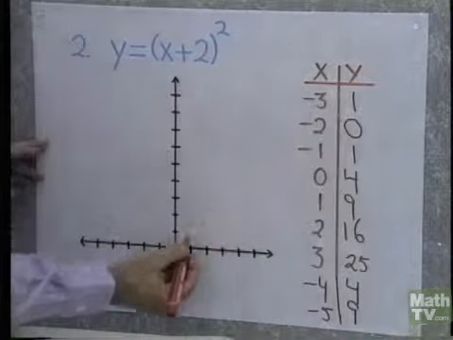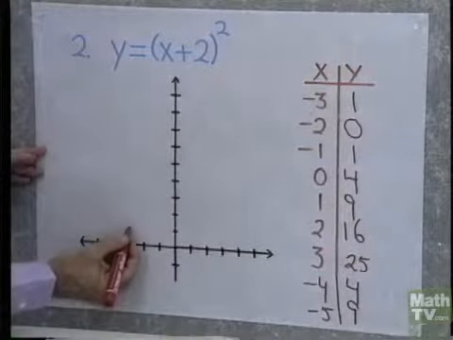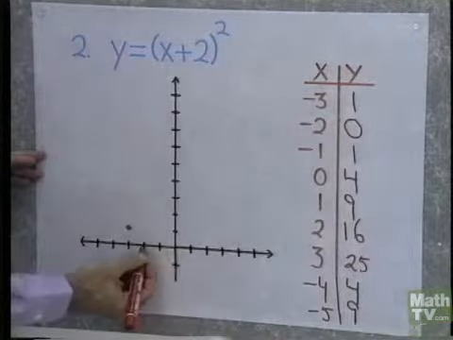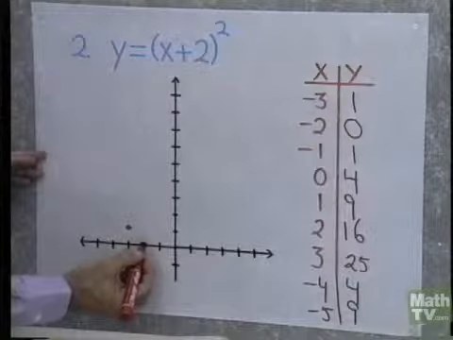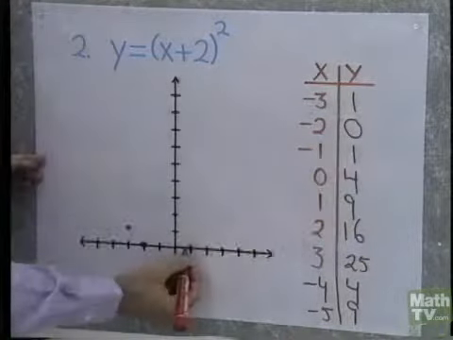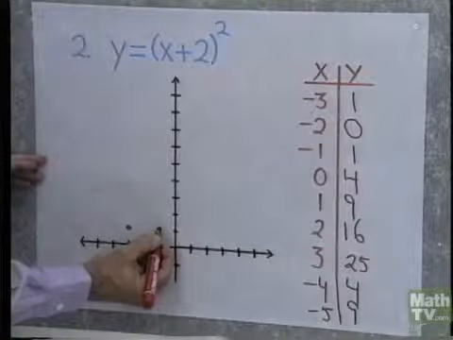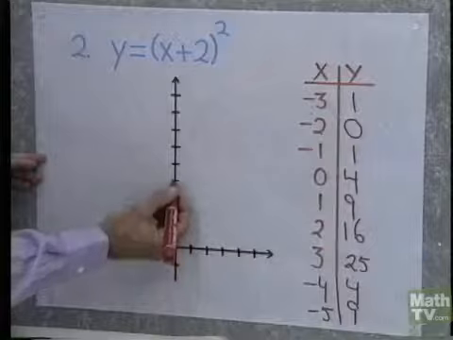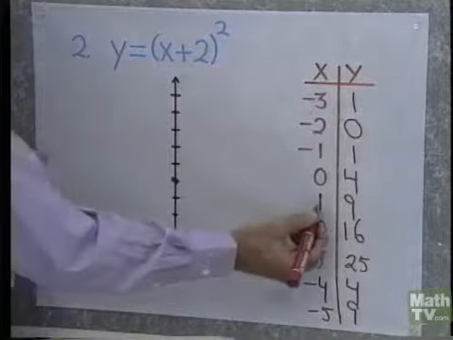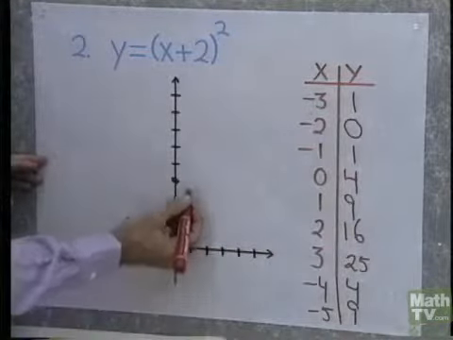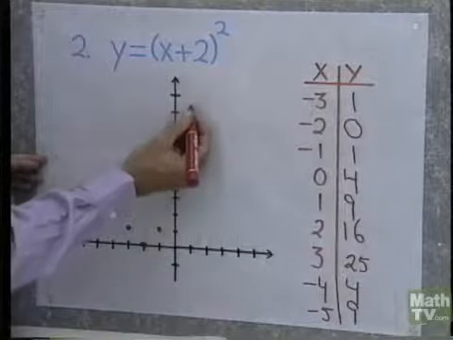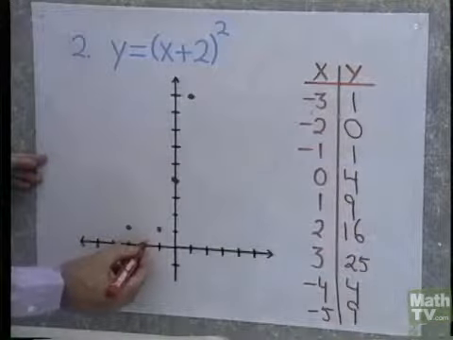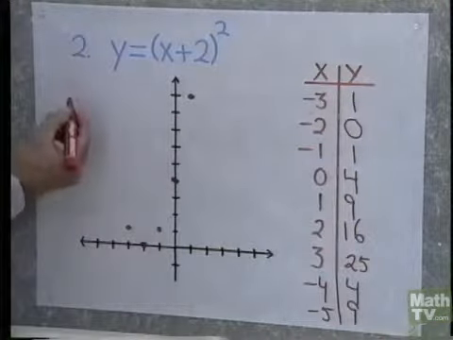Negative 3, 1. So I'll go back 3 and up 1. Get this point right here. Negative 2, 0. So I'll go back 2 and I get 0. Negative 1, 1. So I'll go back 1 and up 1. I get this point. 0, 4. So x is 0, y is 1, 2, 3, 4. And x is 1, y is 9. When x is 1, y is 4, 5, 6, 7, 8, 9. So I get this point. So you can see it looks like I have a parabola that comes down like this, hits this lowest point, and then turns and goes back up.